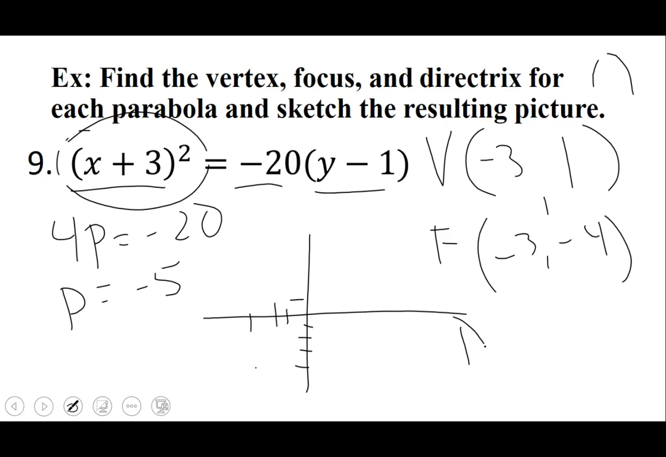And then your directrix, which again has to be a line. Anytime you have a parabola facing up or down, it's going to be a y equals. Anytime you have a parabola facing left or right, it's going to be an x equals, in case you haven't caught on to that already. And again, the directrix has to be exactly p units above the vertex. So since the vertex is at negative 3, 1, the directrix has to be 5 units above that, which is going to be y equals 6.